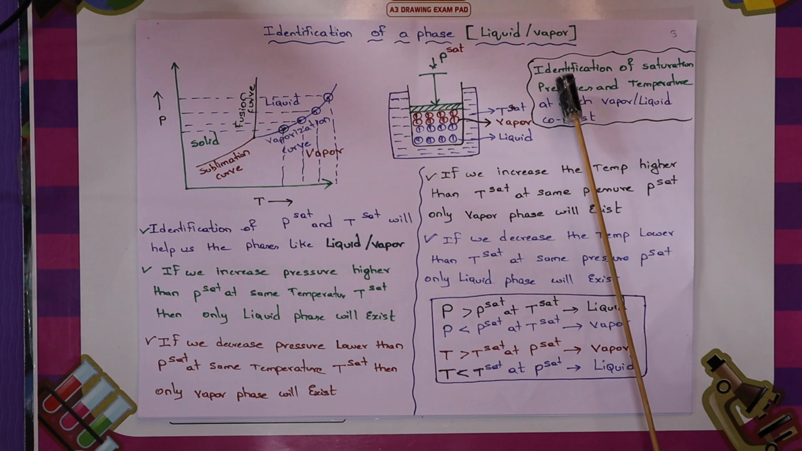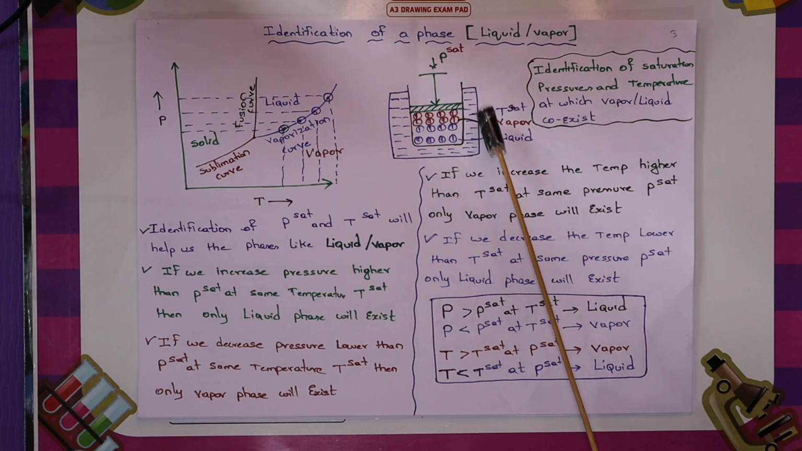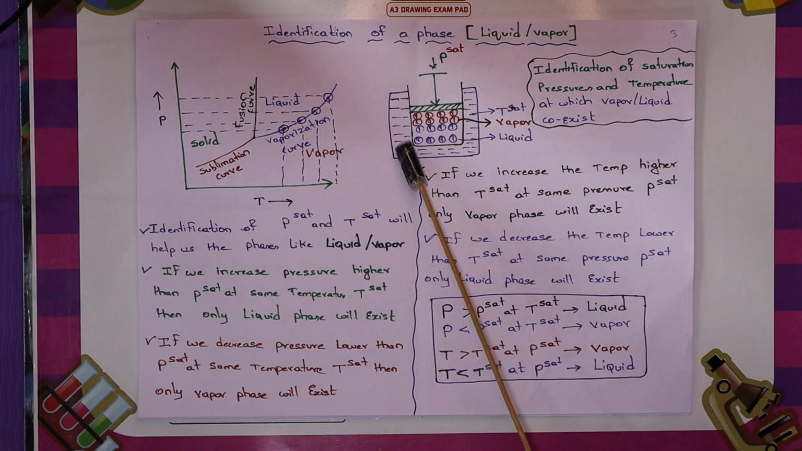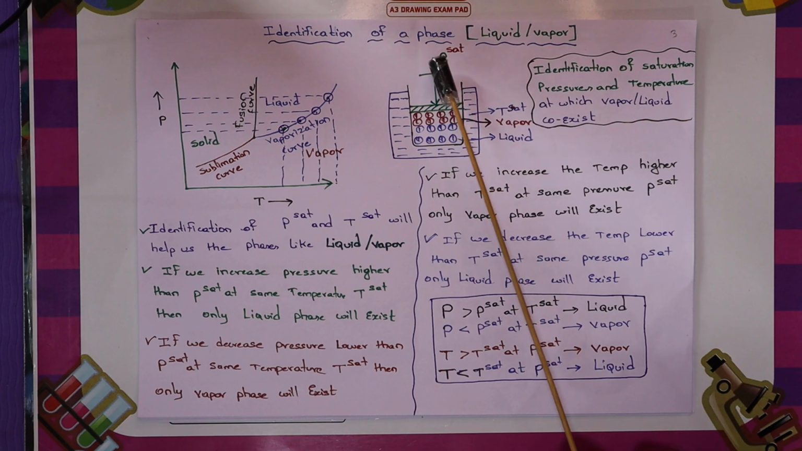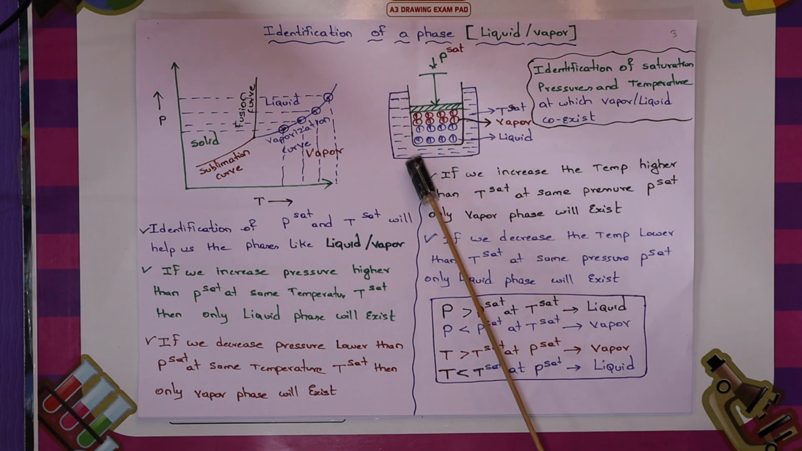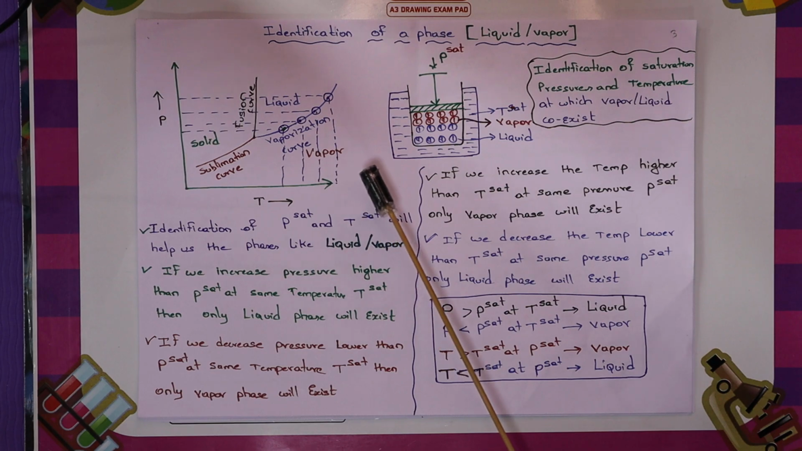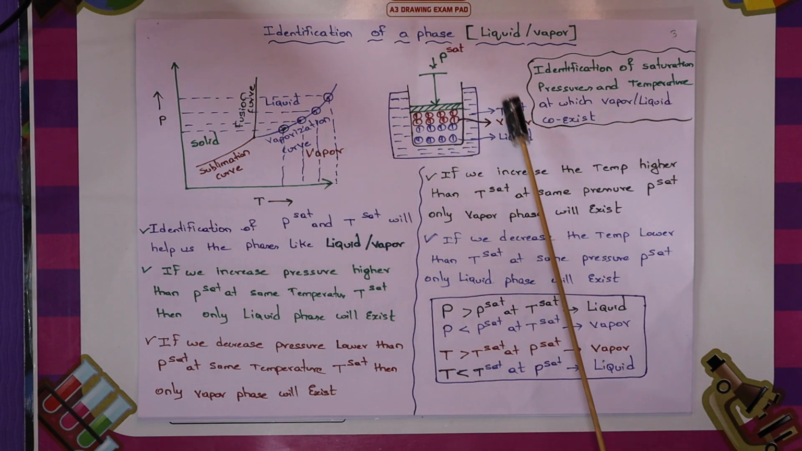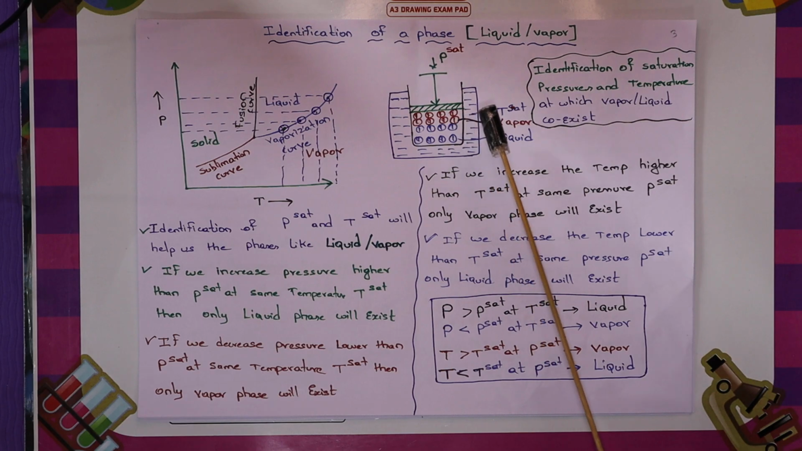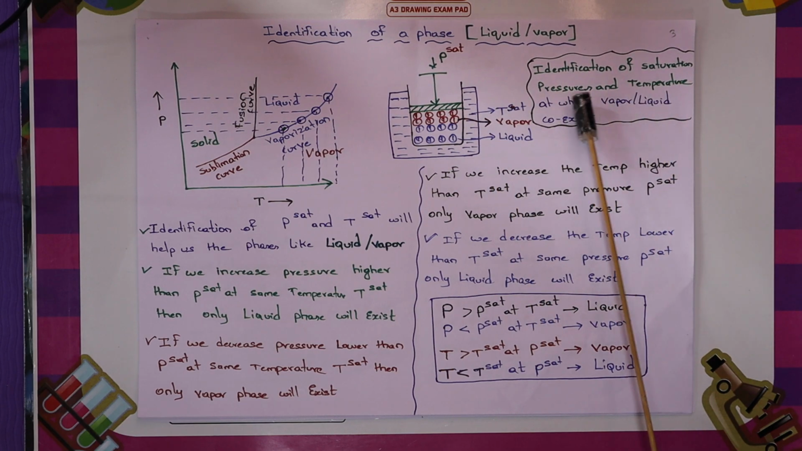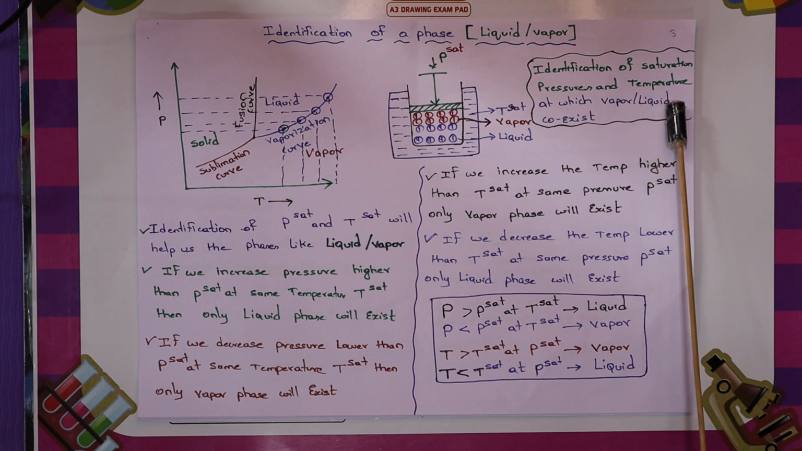Imagine I have a temperature bath, inside which a piston and cylinder is kept. I can change the pressure by keeping more blocks on top of the piston, and I can change the temperature by changing the bath liquid. So I can maintain the system at any particular temperature and pressure. Let us assume I have the saturation pressure and saturation temperature data, identified at vapor-liquid equilibrium.